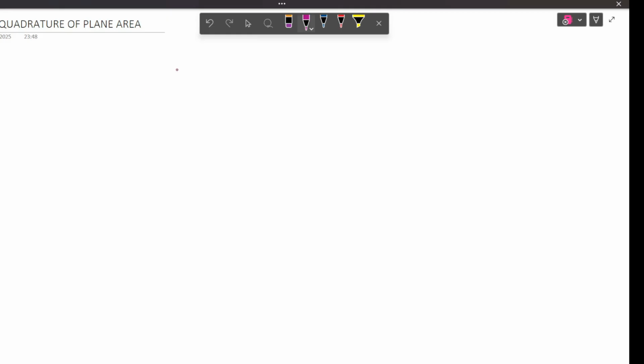Today we'll learn about quadrature of plane area. Now, the process of finding the area bounded by one or more curves is called quadrature. Okay. Now let us see the theorem regarding this.